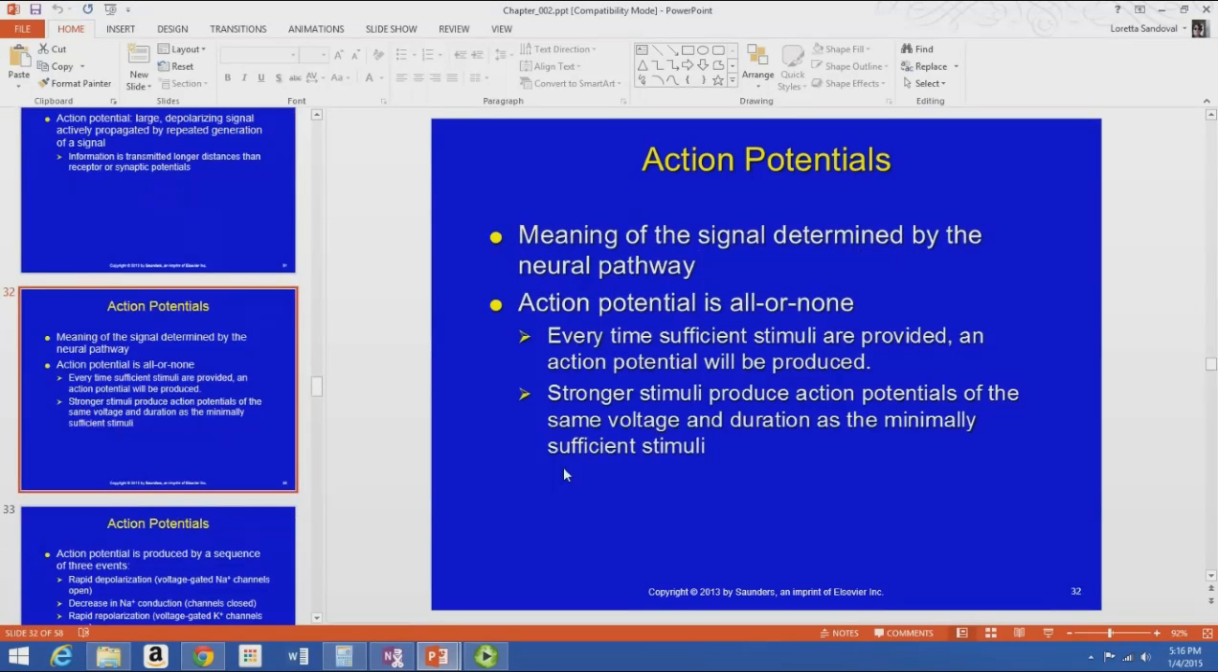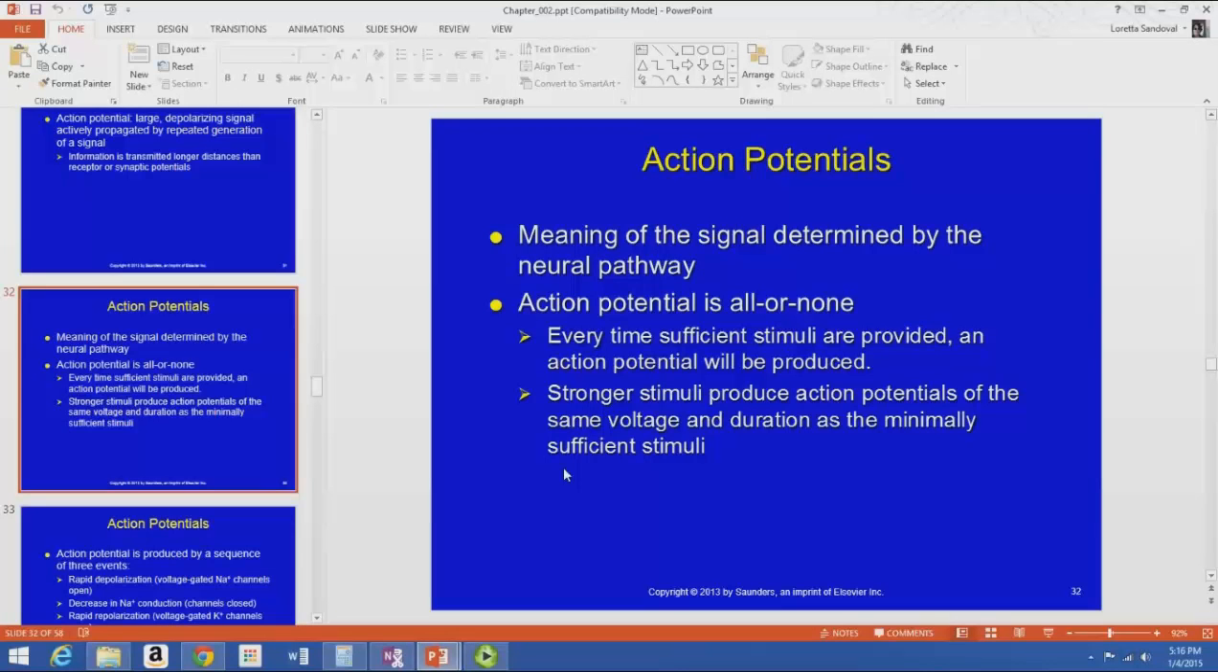So big deal, right? It's a neuron signal. What does that mean? I mean, the meaning of the signal is determined by which pathway it is running in. So if it's running down our sciatic nerve, it's an efferent neuron and it's coming from the cerebral cortex and it's running down the sciatic nerve. It's going to stimulate the motor neurons that are going to the muscles in the back of our leg, right?